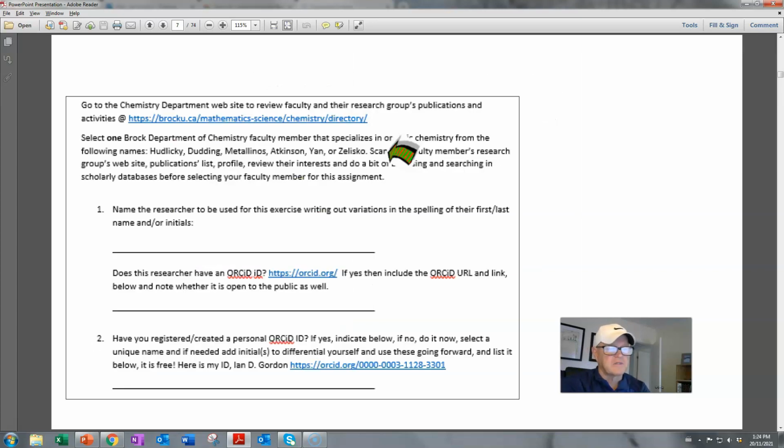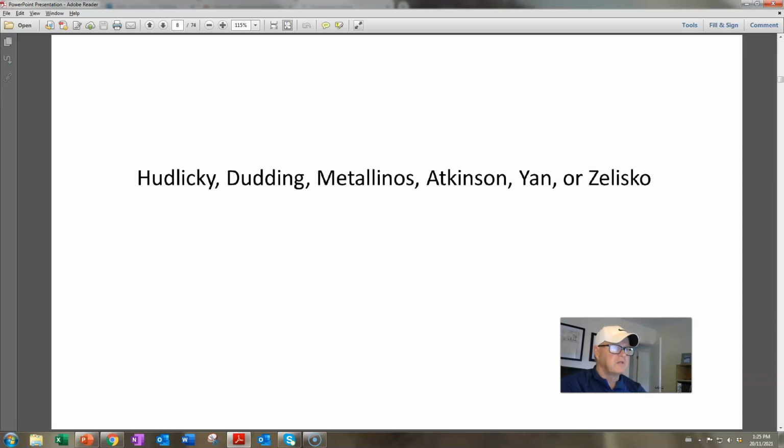So here's the top of the assignment page. It says pick one of these chemistry faculty members that specialize in organic chemistry from the following names. These are the names that are here, including Dr. Zalesko. You find the person's name, you have to find their ORCID ID, and then I challenge you, if you do have an ORCID ID, to put it here. If not, to complete and fill out a free ORCID ID. You should probably do this now. It'll be advantageous to you as well. So here's the names that you could use.